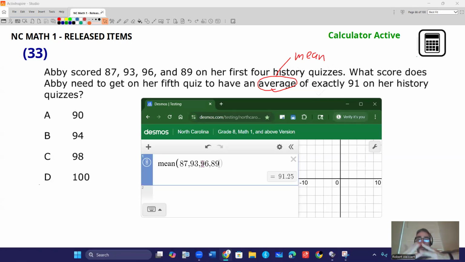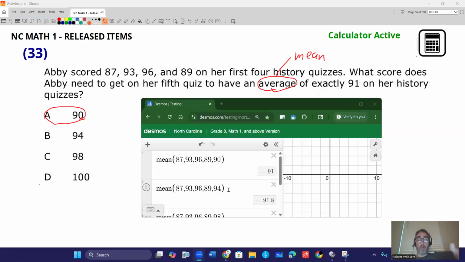And for whatever reason, she wants an exact average of 91. I don't know why she'd want a lower average, but we have to just select one of those answers that is going to give you an exact average of 91. You don't really have to think much about it. Just put it in there. And answer choice A is going to be your answer. So we have our answer already.